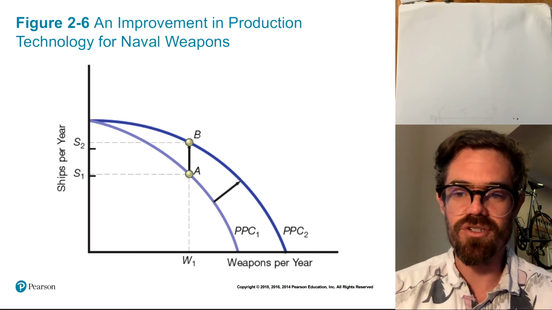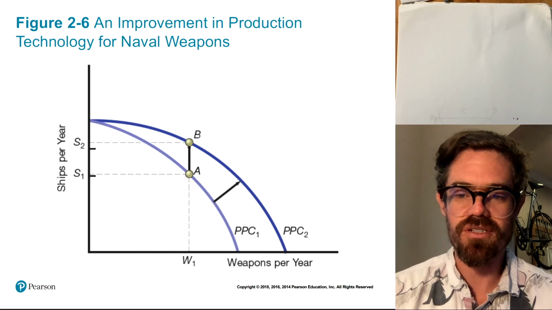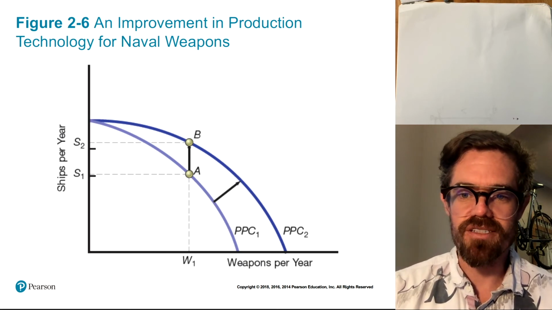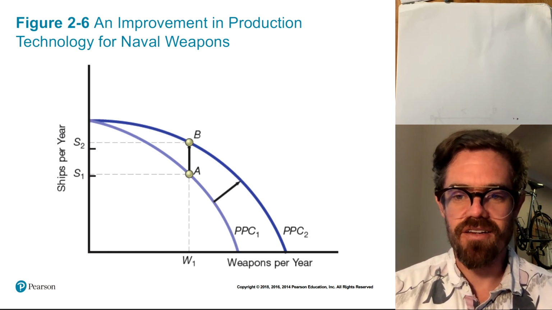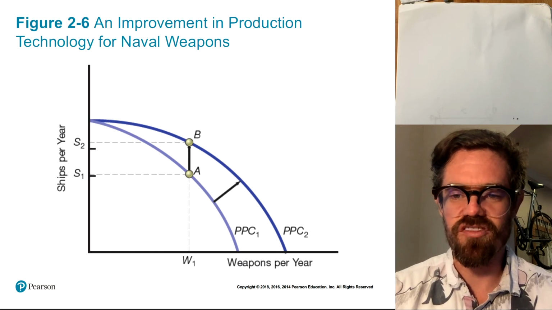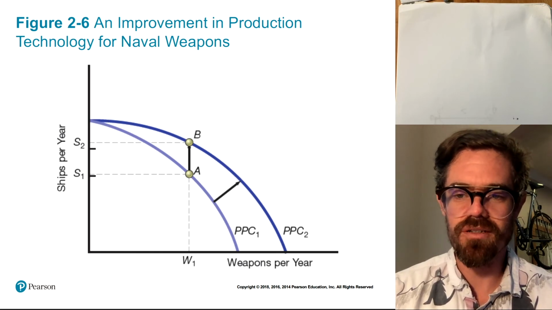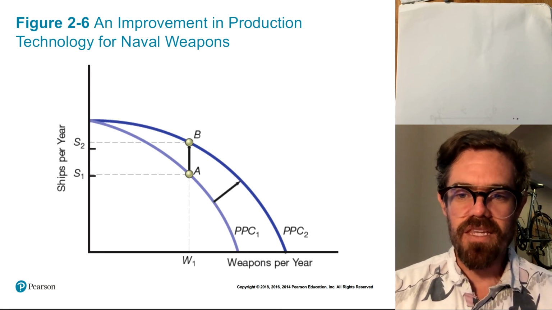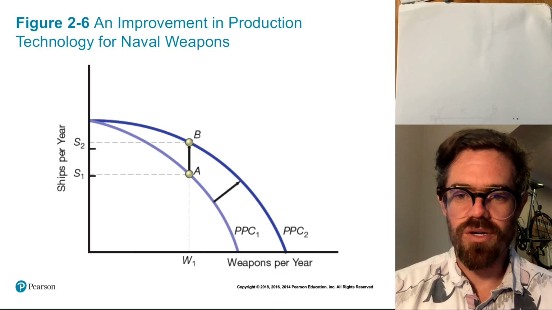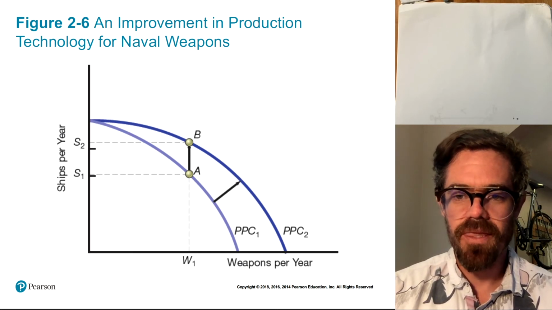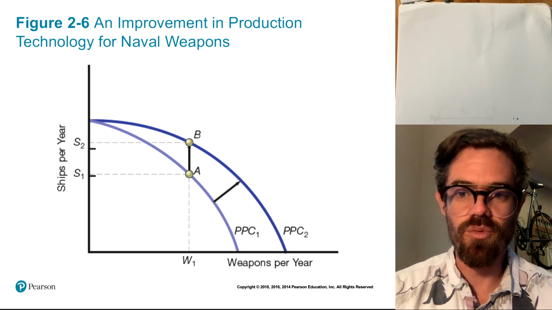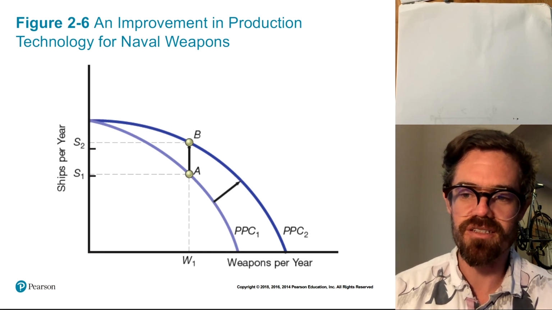It lowers the opportunity cost of producing more ships or more weapons. We can see that in the fact that the PPC gets a little bit flatter, and that's what translates into a lower opportunity cost. What's illustrated here, points A and B, is that with the increase in technology of weapons development, we can produce the same number of weapons and more ships now. But we could also go from point A to another point where we have more weapons and more ships. So that's kind of interesting.